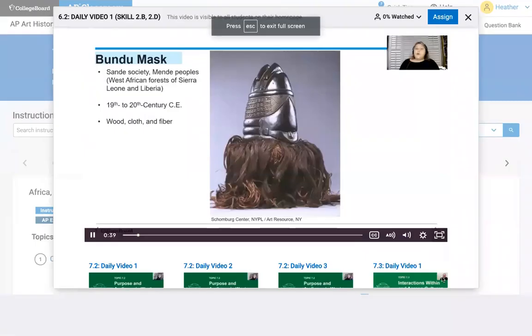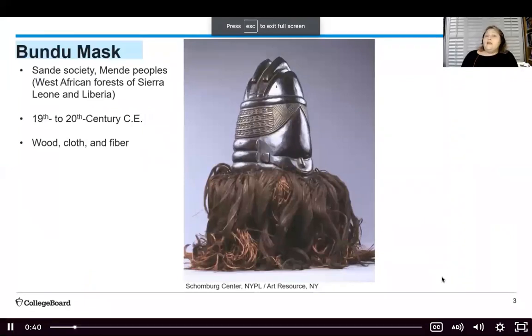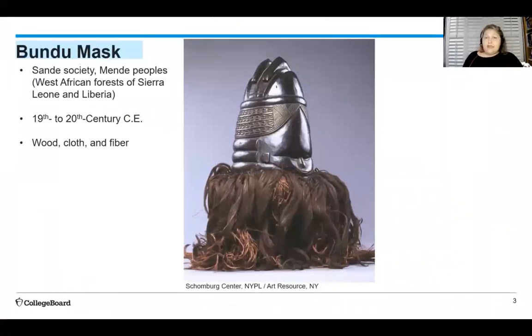We need to know what artwork we're going to be focusing on, and it's one of my faves from the African content area, from the African unit. It's the Bundu mask, made for the Sunday Society within the Mende peoples who live in the West African forests of Sierra Leone and Liberia. This is dated in the 19th and 20th century CE, and it is made of wood, cloth, and fiber. And that is one of our curriculum images there.